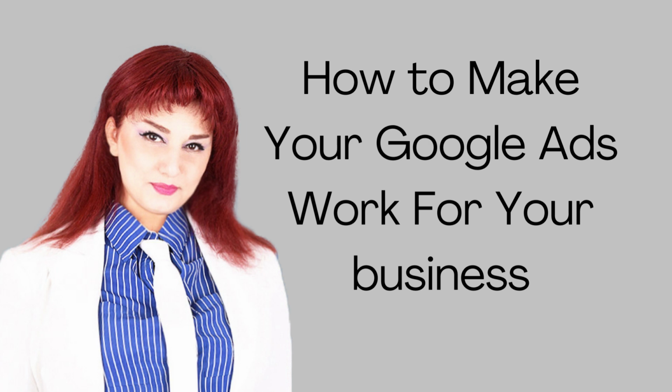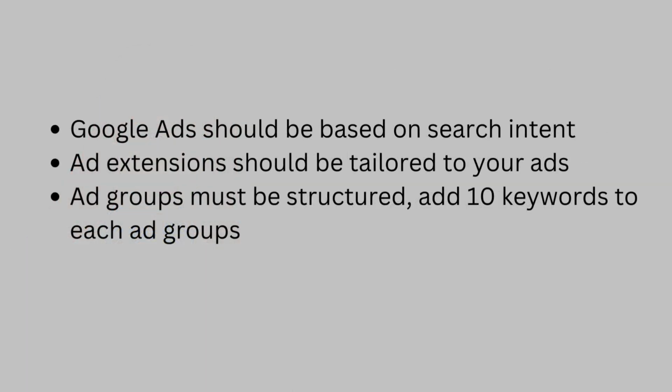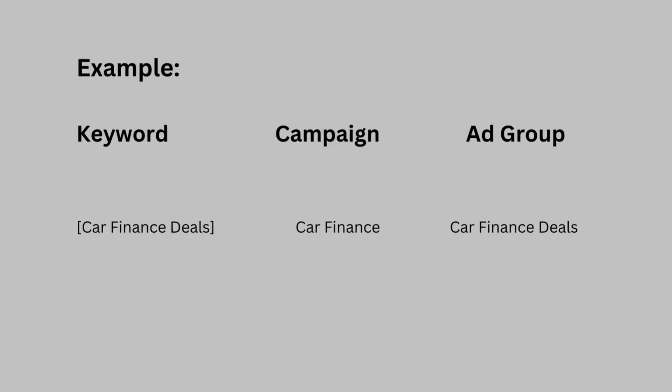The very first thing, I just want you to know that Google Ads should be based on search intent. Ad extensions should be tailored to your ads. There should be ad groups. You have to structure your ad groups. Add 10 keywords to each ad group. For example, car finance is your key phrase. Car finance will be your campaign, and car finance deals will be your ad group. And it should revolve around car finance deals.